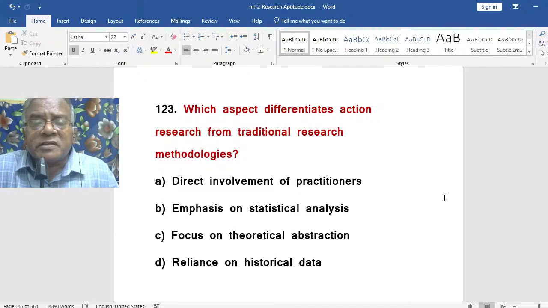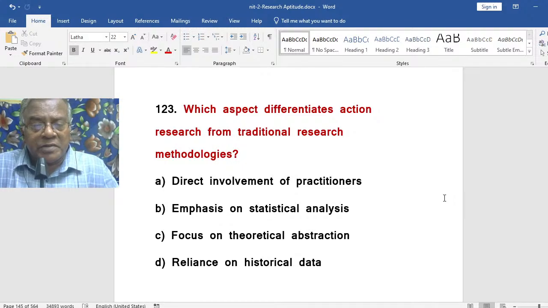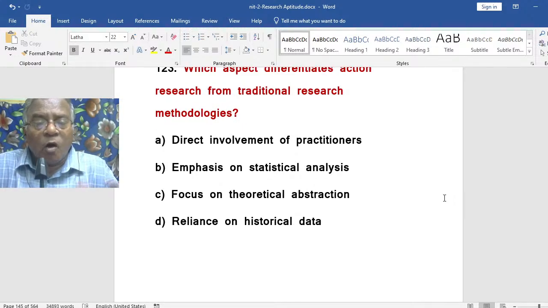Which aspect differentiates action research from traditional research methodology? Difference. Out of these four options, which is the correct one?